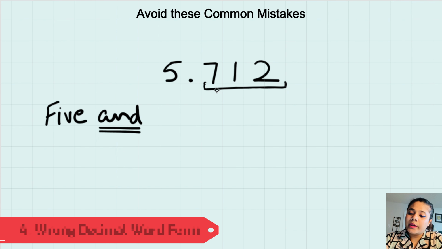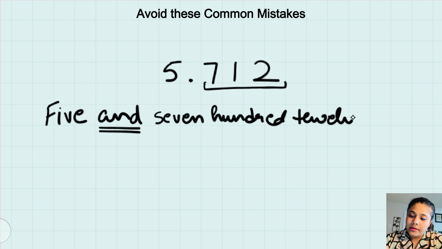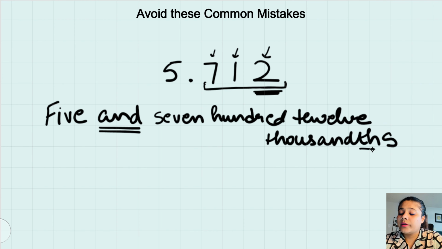No. First, we write this entire number as a standard form. So this is 712. So let's write 712. Now the place value of the last digit is tenths, hundredths, thousandths. So after 12, we write thousandths. In the last one where we are writing the place value, there we write this TH and S, not here. So 5 and 712 thousandths. This is your right answer.